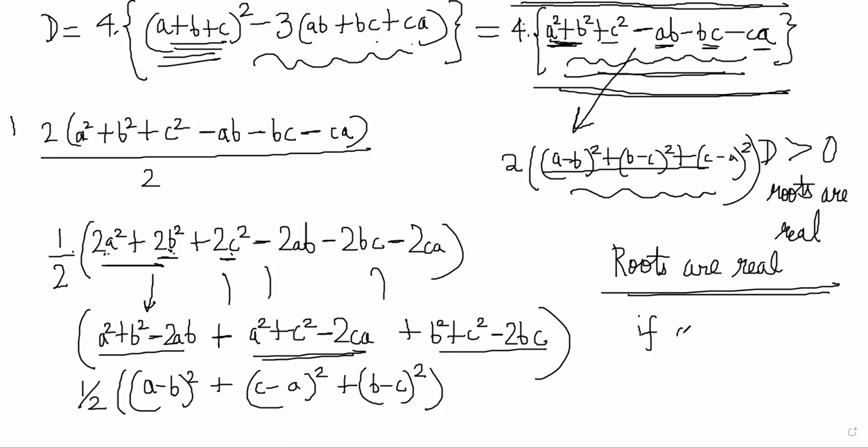So there is one other case here. If a is equal to b is equal to c, right? Then this inside part is 0, right?